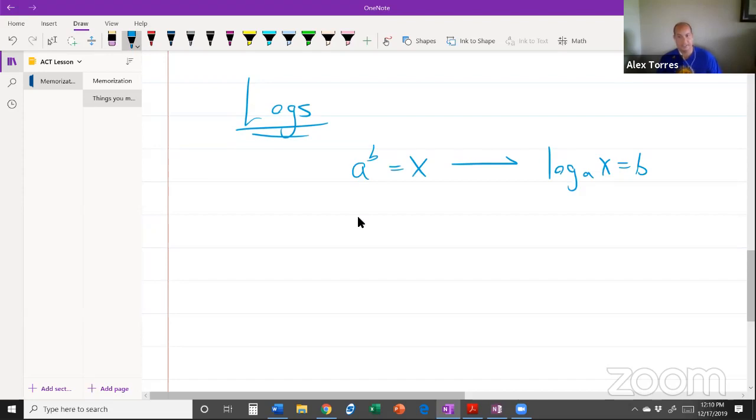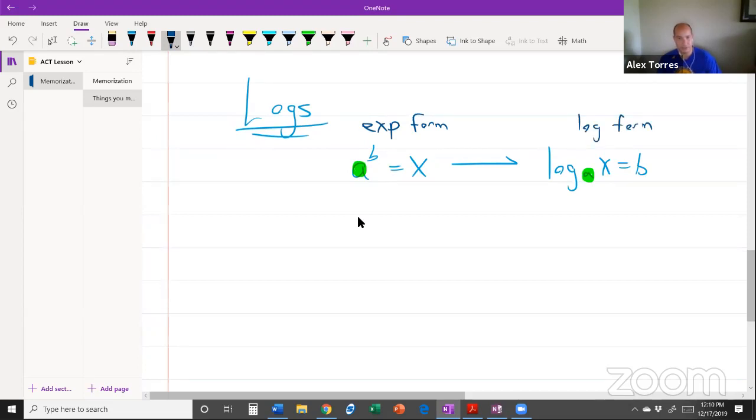The tip there is that the bases stay the same. So the base in the exponential language is a, and the base in logs is still a. But the other two guys switch places. So notice that the b and the x just traded places as we go from exponential form into log form.